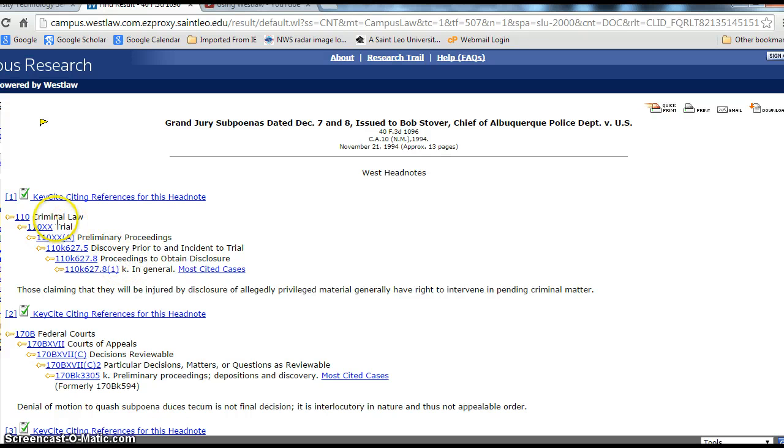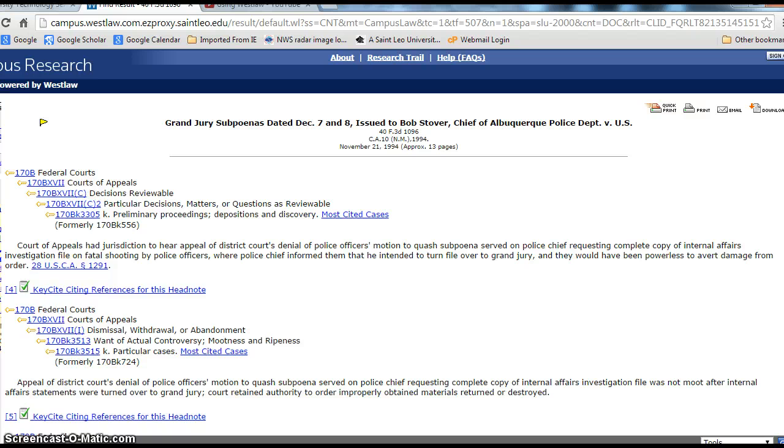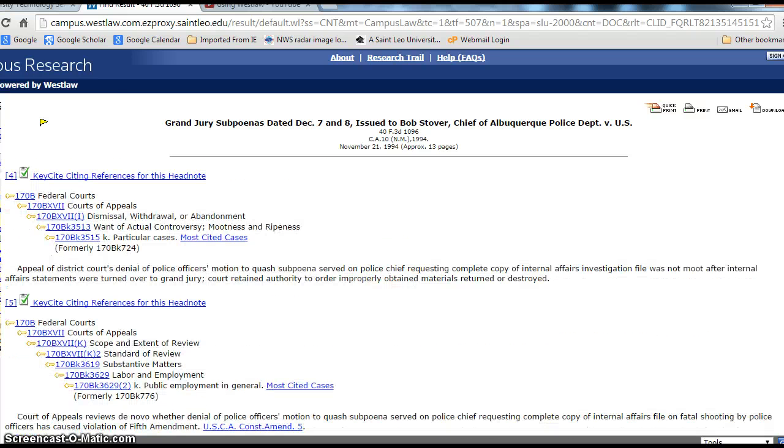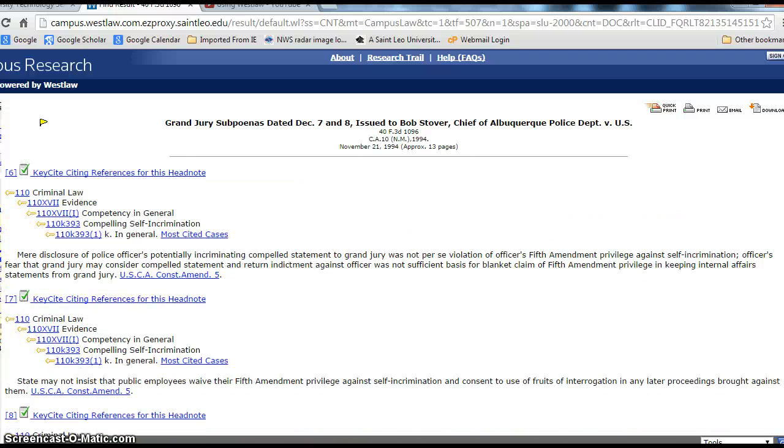Let's look at some of the words here. Criminal law, trial, preliminary proceedings, discovery, disclosure. None of that really sounds like it has anything to do with compelled testimony. So you'll go down to the second one, and the second headnote also has some terms, but none of them say anything about compelled testimony. Nor does the third, or the fourth, or even the fifth. You'll learn to scan these pretty quickly for relevant terms.